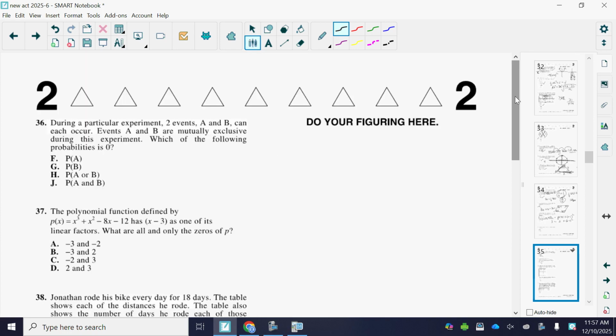All right, mutually exclusive events means the two can't happen together. So the probability of both happening is 0. What can I not do when I flip a coin? I can't flip heads and tails at the same time. They're exclusive. So what's the probability of me flipping a head and a tail? 0.